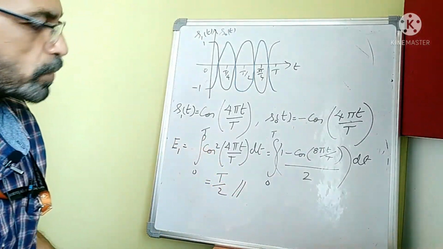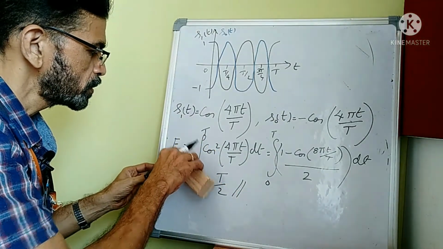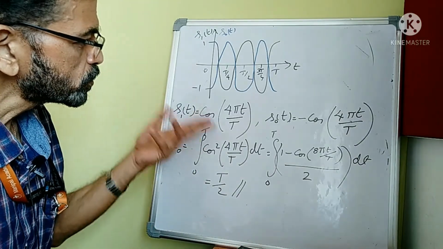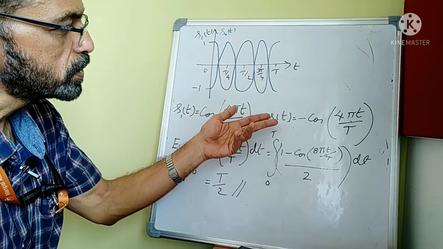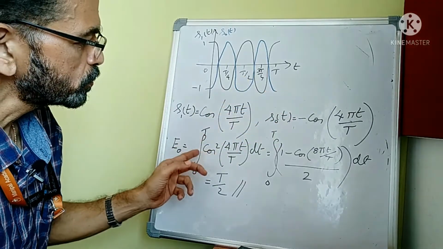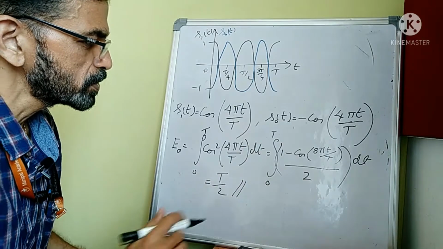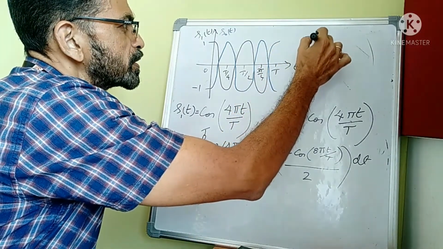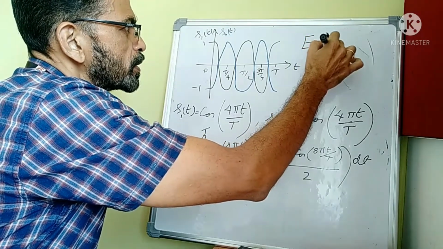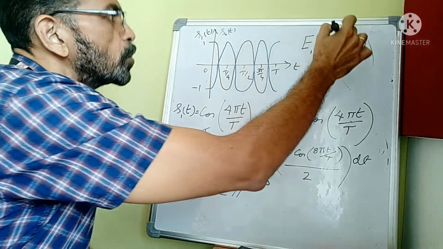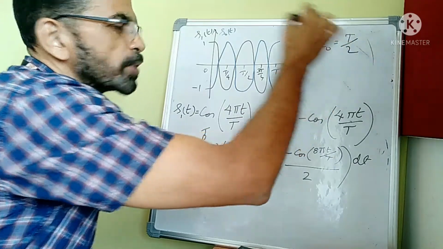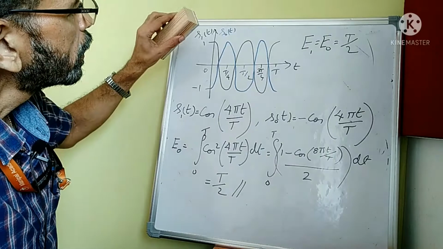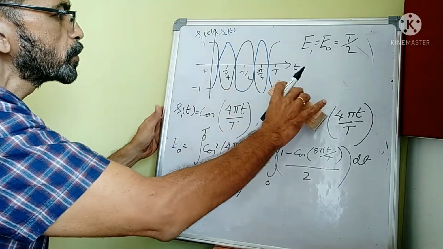And in the same way you can see that E naught will be, since you are squaring S0(t), this negative sign will become positive, you'll end up getting exactly the same. So E1 is equal to E naught. In this case also, as it was earlier, E1 is equal to E naught, and in this case it's equal to T by 2 units. Now we calculate rho.